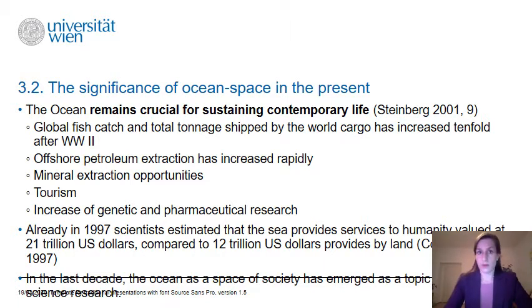This will also be discussed at one of our lectures, because the protection of the seafloor is extremely important, but also challenging because of these economic interests in these resources. Another important factor that shows how important the ocean is still today for economic purposes is tourism, but also the increase of genetic and pharmaceutical research.